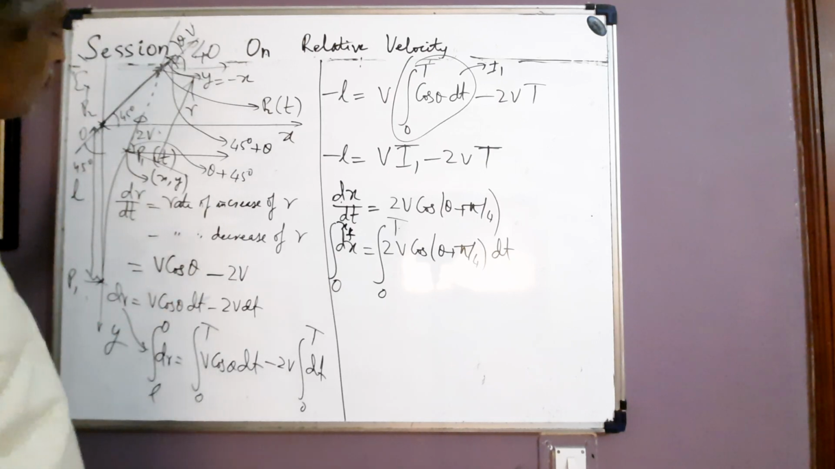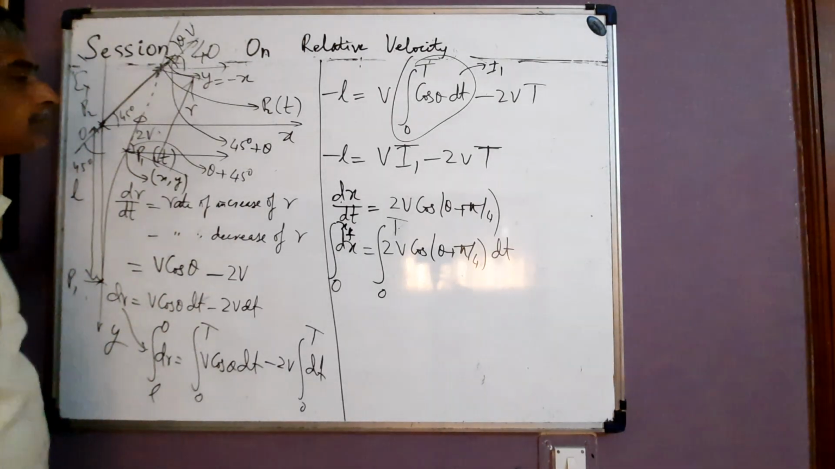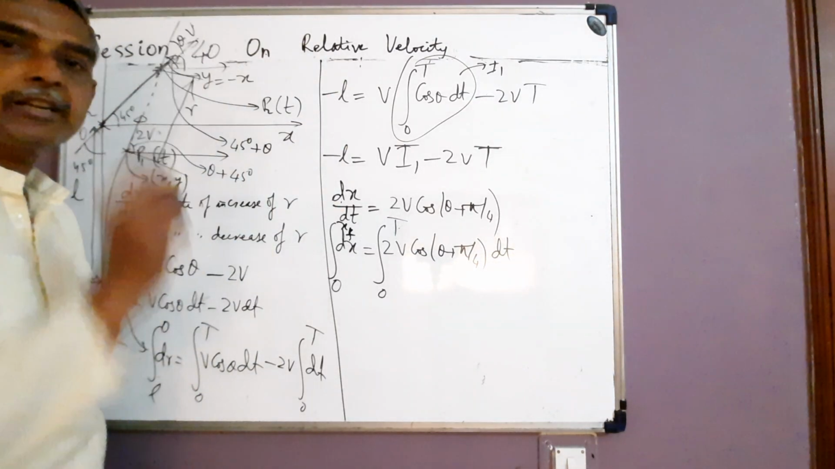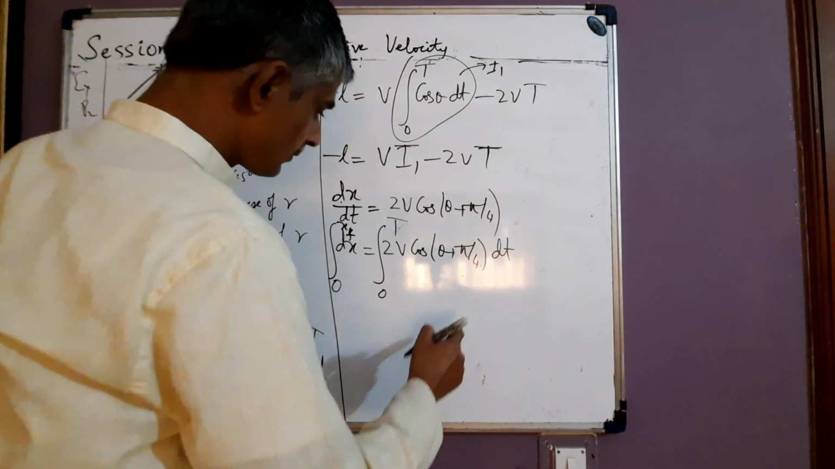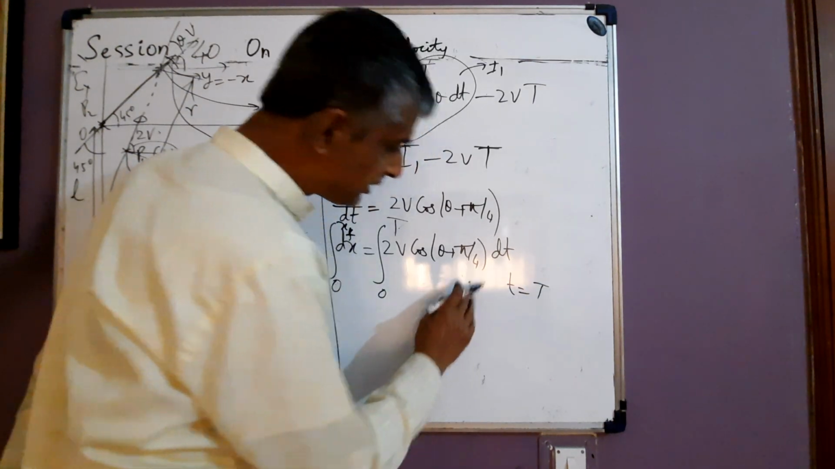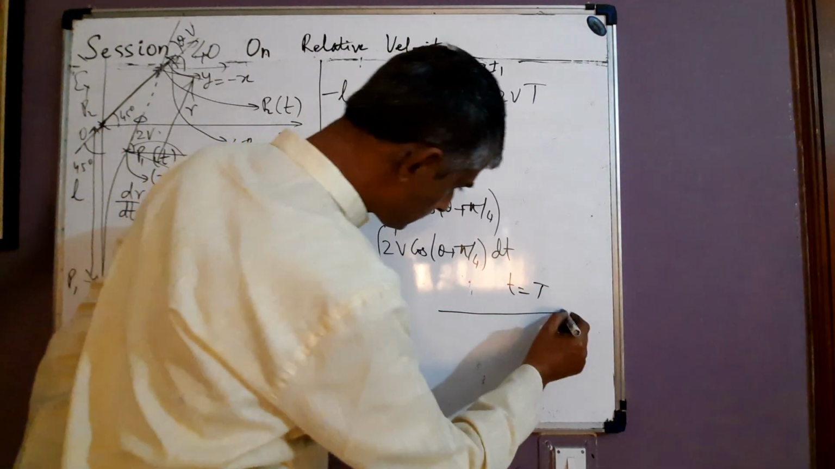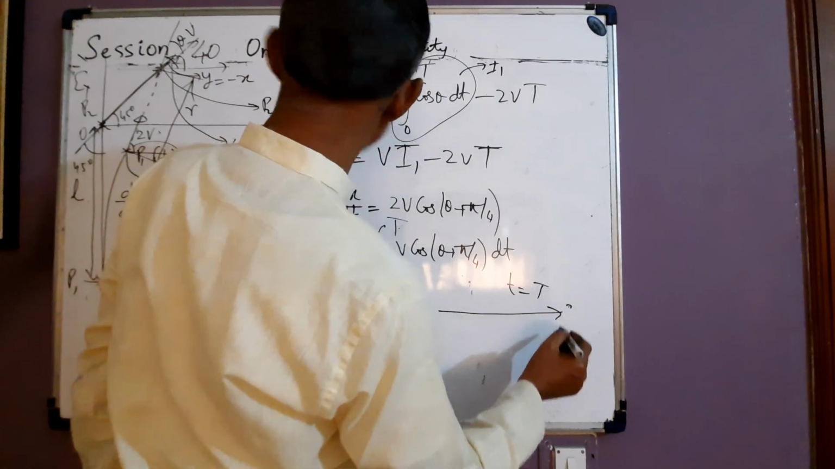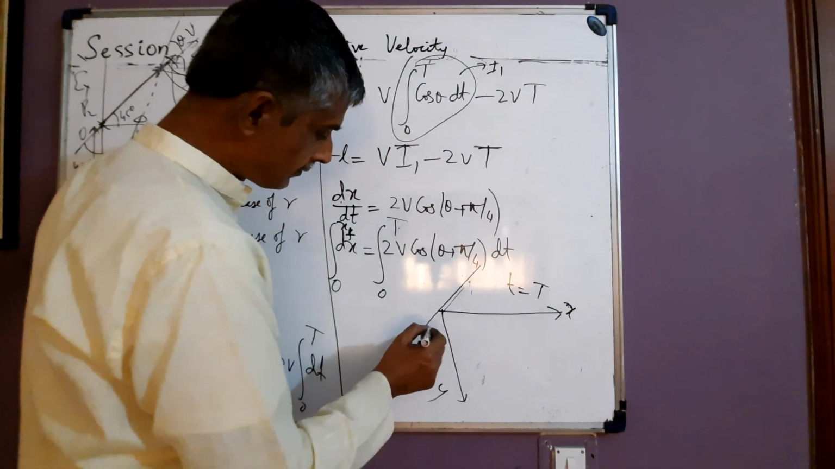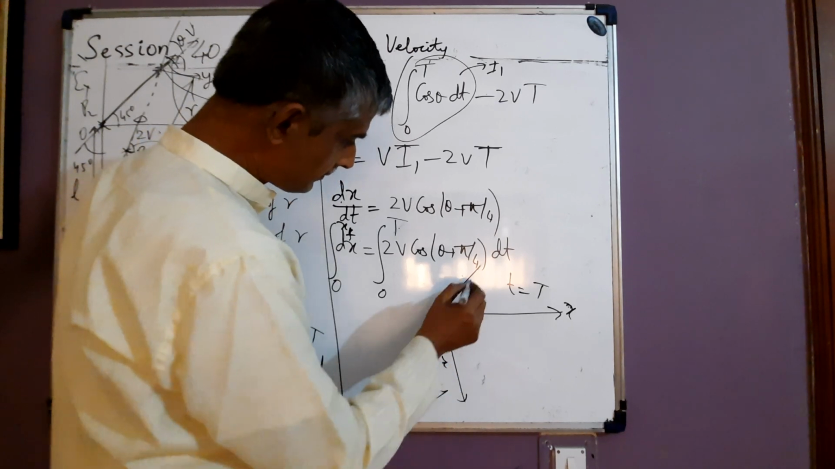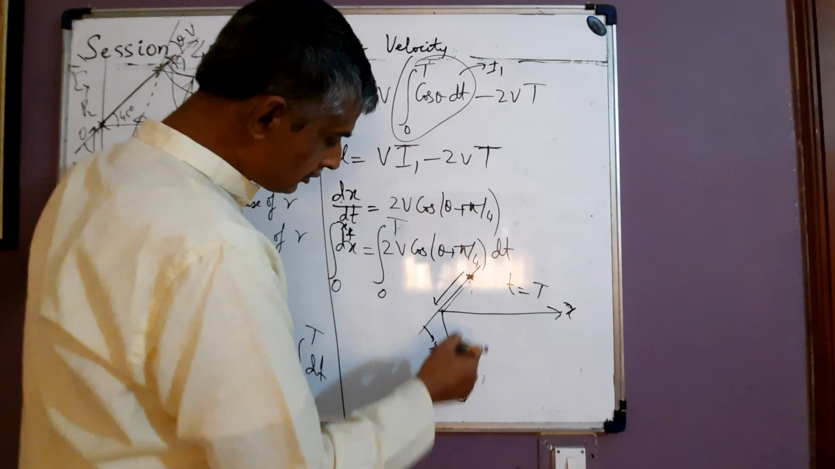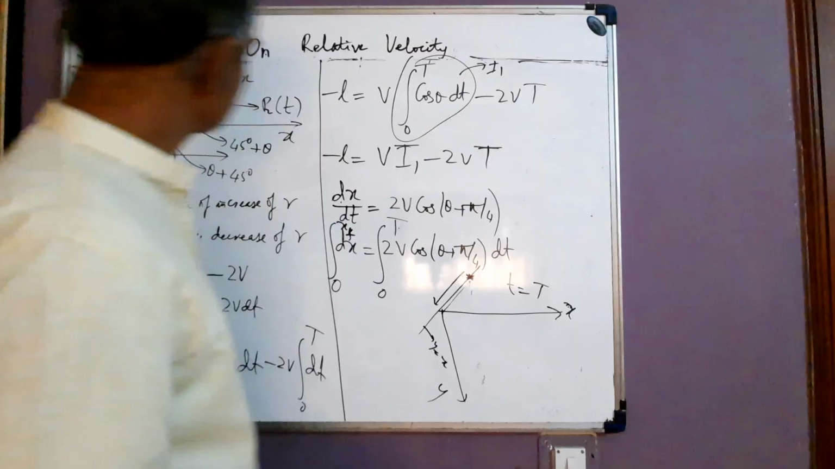See, xf is the x coordinate of point P1 when the two points meet. The two points will meet on this line of motion of P2, because it is moving along that line. When the points meet, the situation is something like this. The points meet at time capital T. This is the x-axis, this is the y-axis, and this is the line y equal to minus x. At capital T, P1 and P2 both come here. Time 0 to capital T has passed.